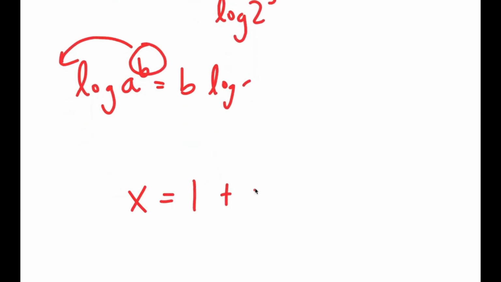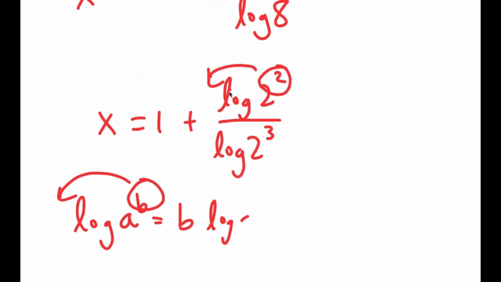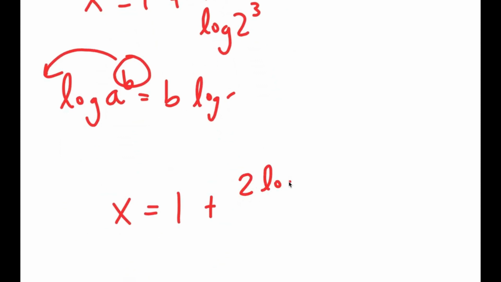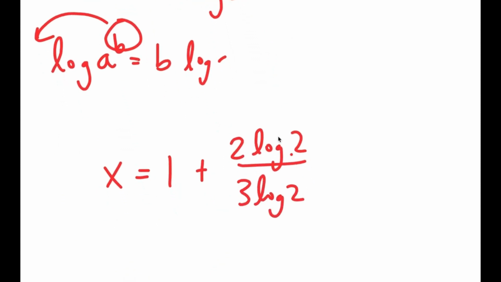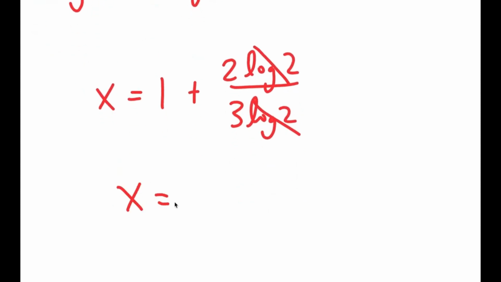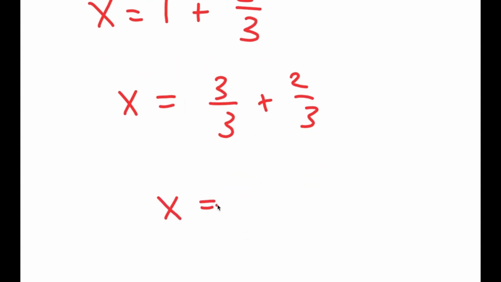So I get x is equal to 1 plus, I can move the 2 to the front, so 2 times log 2 over the same thing with 3, so 3 times log 2. So now these two cancel out, and I get x is equal to 1 plus 2 over 3, which is equal to, 1 is the same thing as 3 over 3, so 3 over 3 plus 2 over 3, which is 5 over 3. So x is 5 over 3.